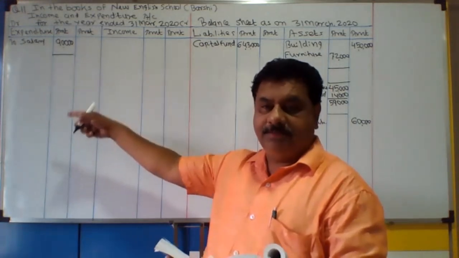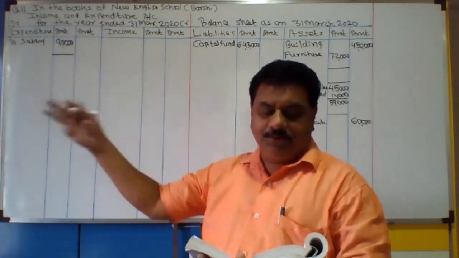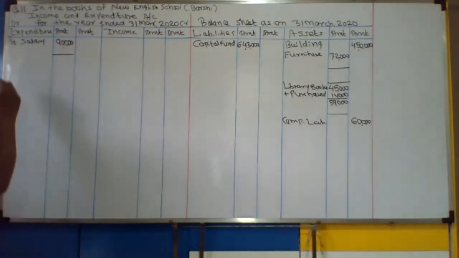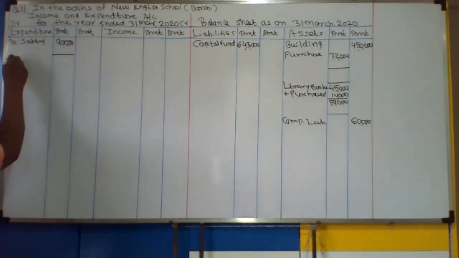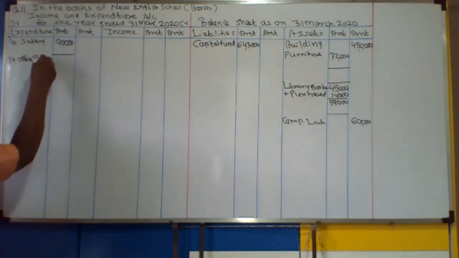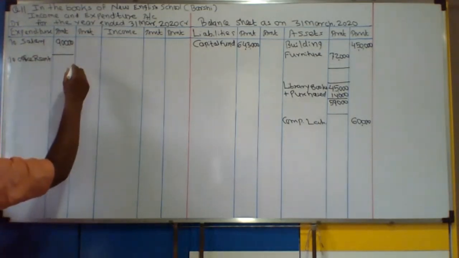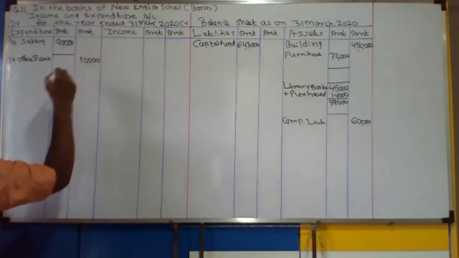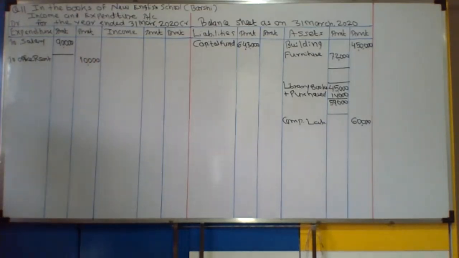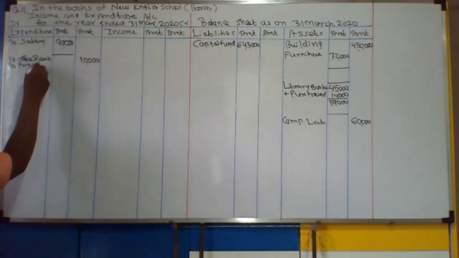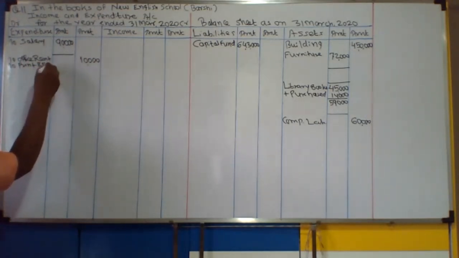मतलब expenditure side में लिखना है. तिकडे लिहून टाकायचं, To office rent 10,000. It is not subject to any adjustment also. To office rent 10,000. Then to printing and stationery 20,000. Printing and stationery 20,000.